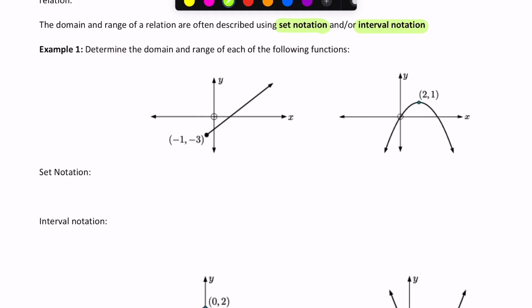Here, if we look at this first example, this is: determine the domain and range of each of the following functions. And here, what I just want to review quickly is, again, if it's a dot like this, which is what we call a closed circle, that means that it includes the point. If we draw a circle that's open, which is called an open circle, that means that it does not include the point.